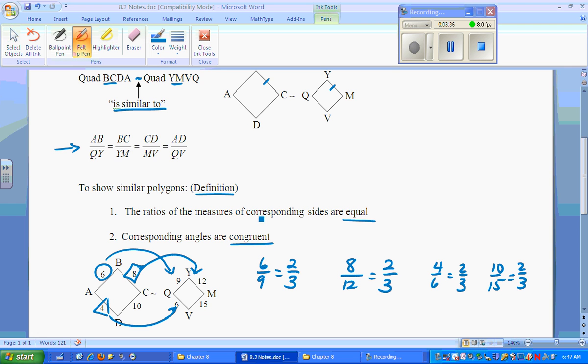So we know all the sides are in proportion. They're the same, they're equal. They all equal the idea of 2/3. So they're going to be similar.